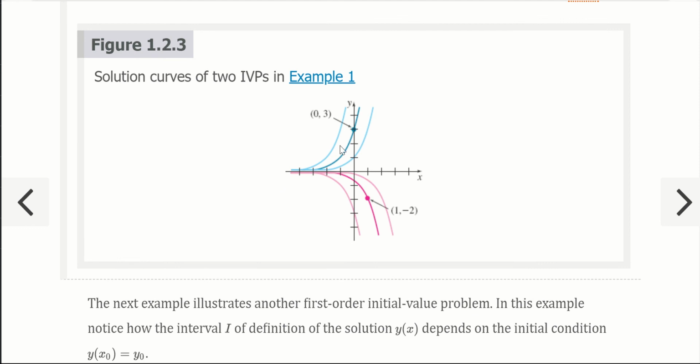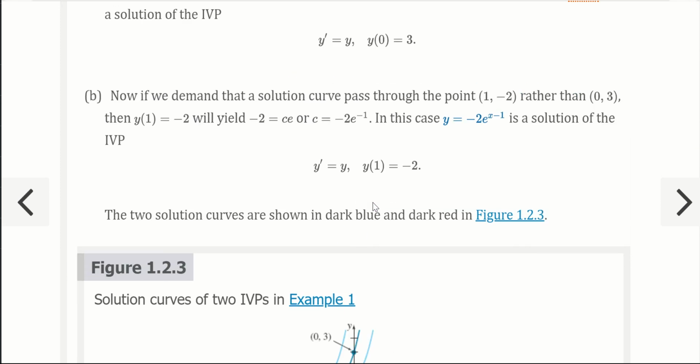Here we can see the family of solution curves for that last example. Here is our particular solution that satisfied the initial value 0, 3. Here would be the solution curve that would satisfy 1, negative 2.